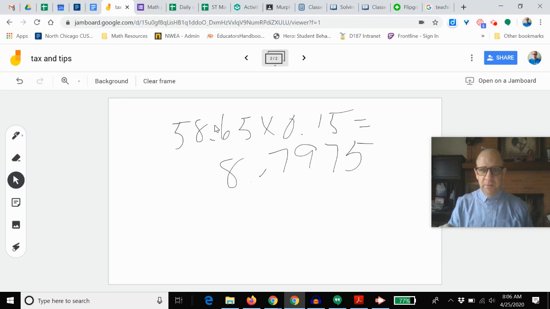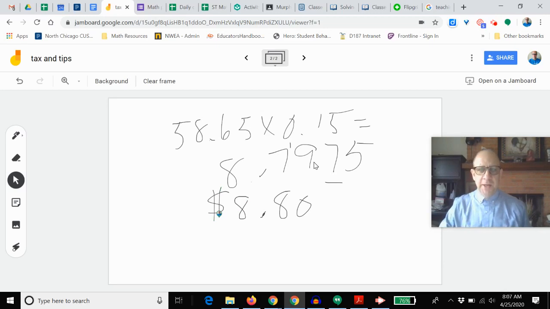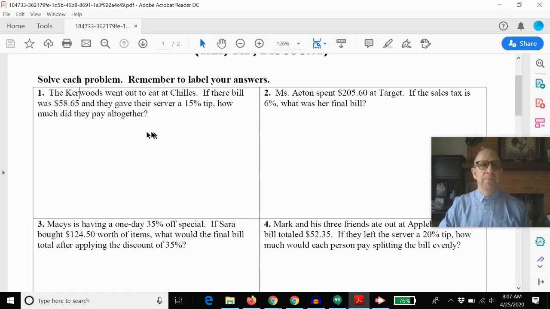So how do I translate that to money? Then these have to be two decimal places. So I'm going to look at this one over here, and is that 5 or greater? Yes, it is. So that means this number has to be bigger. Well, 9 goes up to 10, so I have to carry 1. 7 goes to 8, and this is 8.80. So $8.80.